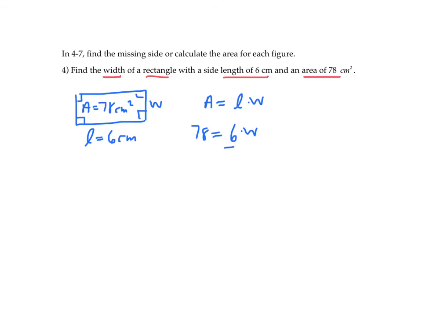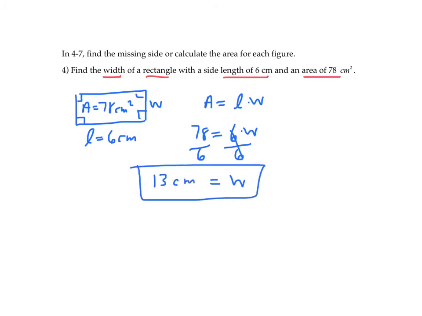Now to solve for W, all you need to do is divide by 6. So the width would be equal to 78 divided by 6, which is 13. But again, we need to include centimeters. Include your units on your final answer. So we're working backwards. We know the area, we want to know one of the dimensions. So plug the numbers into your formula and solve for the missing piece.